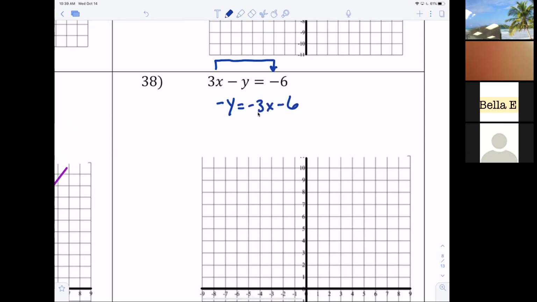Negative 3x minus 6. Now, the negative means to do what to all the signs? Yes, it changes the signs. That is correct. You change all signs. So this becomes y equals 3x plus 6.